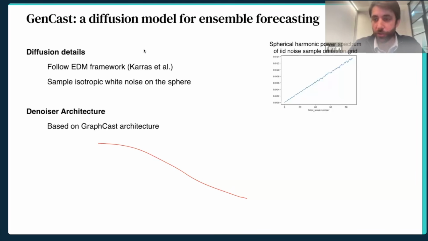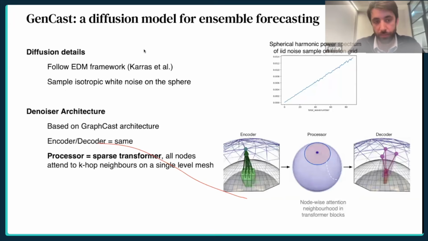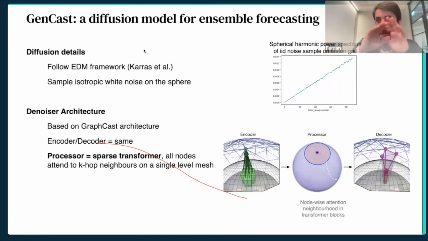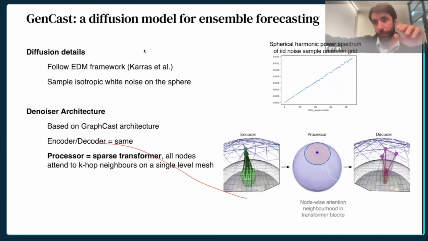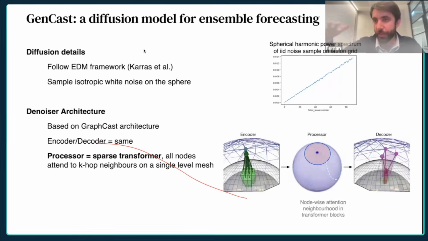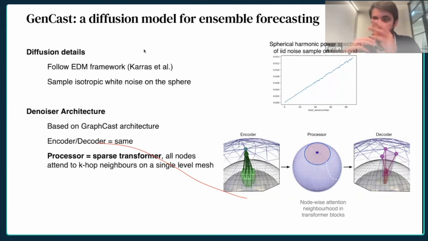And the architecture was based on the GraphCast architecture, except that the processor now is a sparse transformer, where each node can attend to neighbors that are nearby on this mesh and cannot attend to neighbors that are very far away. This has two advantages. One, it's much faster because the attention is sparse, so many fewer connections to compute. Second thing is we encode the geometry of the Earth implicitly.